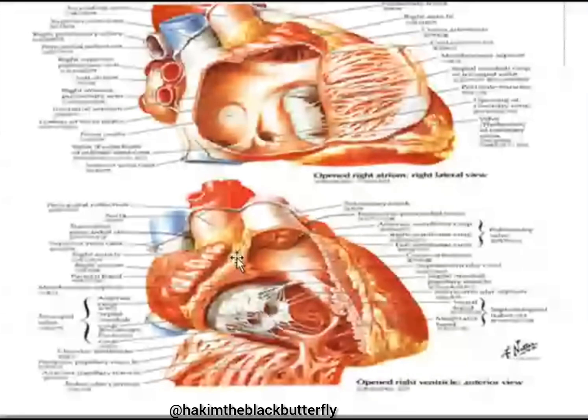Then when we open the right ventricle, we can clearly see our tricuspid valve bringing blood from the right atrium to the right ventricle. And we can see the papillary muscles attached to the margins of the valves by the fibrous cords known as the chordae tendineae. Now, I want you to be very observant on this.